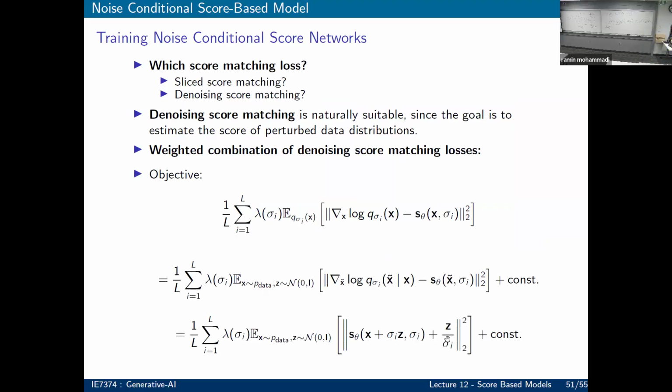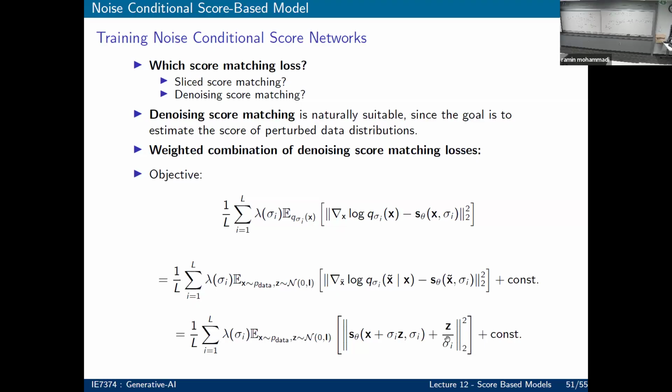Let's recap on the noise conditional score model. We saw there are two score functions that we could use. One of them was a sliced score function. The other one was denoising score matching. And the question is which one to use in practice. The denoising one works better than the sliced one. It tends to converge better.